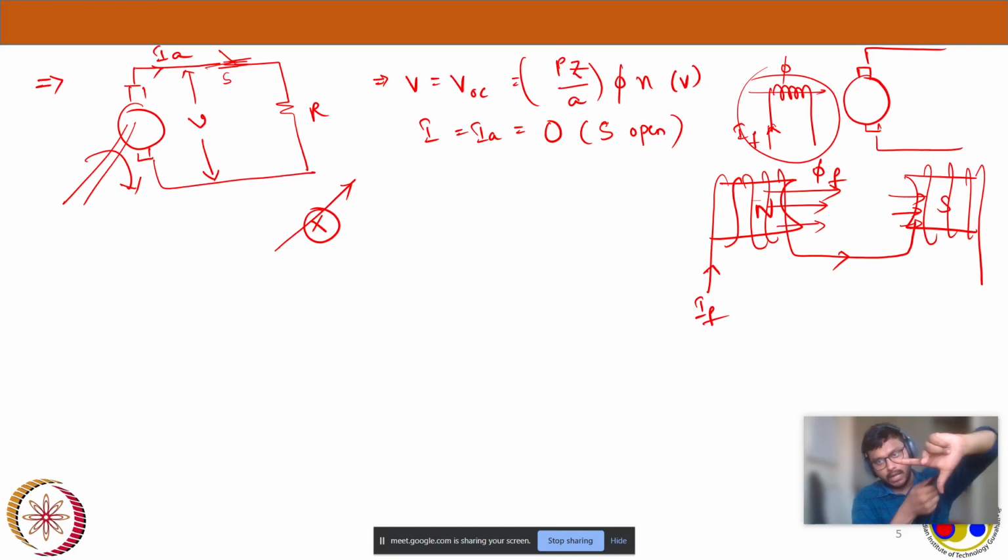Now we know the torque. Torque is nothing but force into radius of the machine. So B average multiplied by IA by A, multiplied by L, multiplied by the radius. We know the diameter, and the radius is nothing but D by 2. So you just substitute all the values here. Okay, let me just create another sheet.